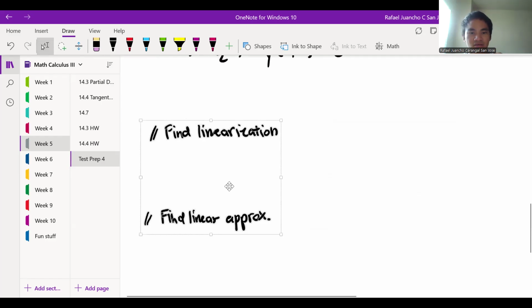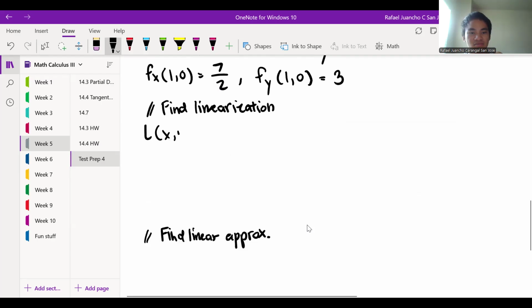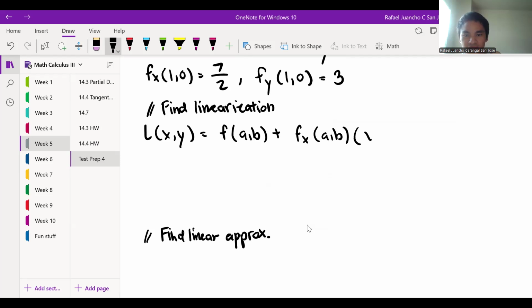How do I do that? Well, I have a formula for that. And my formula is that I need my f at that particular point. Then I add it to my linear things. So f sub x of AB is x minus a plus f sub y of AB is y minus b. And so let me just plug in everything I have.